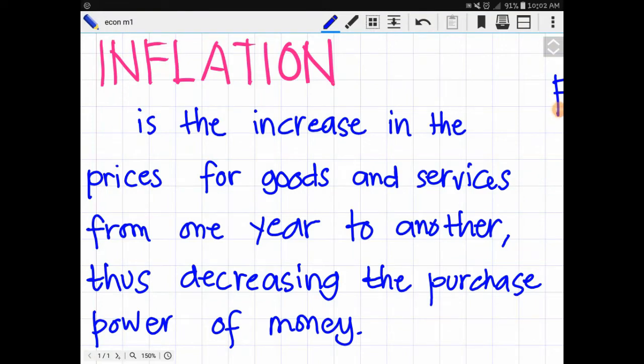In this video, we are going to discuss inflation. By definition, inflation is the increase in the prices for goods and services from one year to another. So, increase siya. So, dagdag ng presyo ng lahat ng bilihin at serbisyo from one year to another. So, thus decreasing the purchasing power of money. So, syempre pagka yung presyo ng mga bilihin at saka yung mga serbisyo tumaas, yung purchasing power ng pera, ng money natin, monetary amount natin, bumababa din siya.